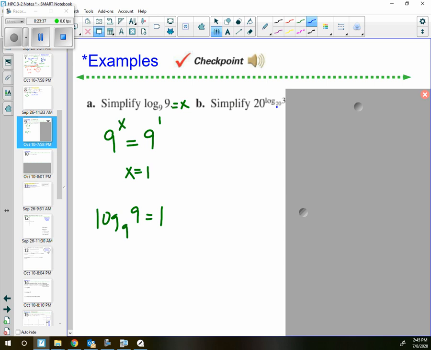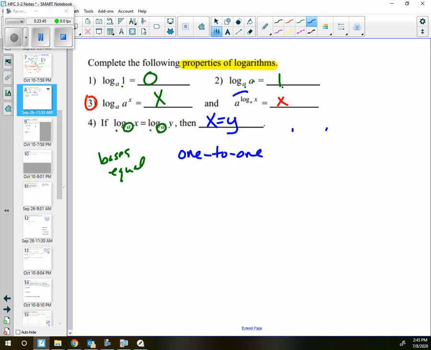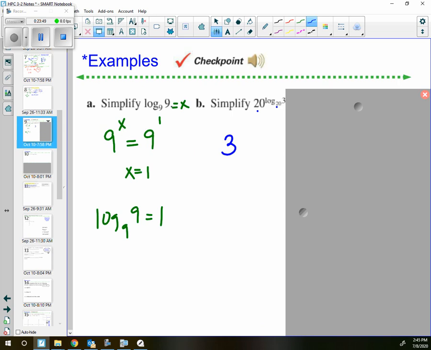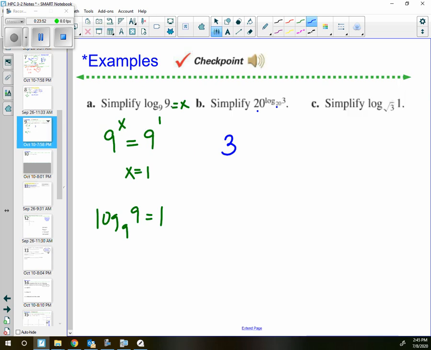So bases are the same. They undo each other. Final answer should be 3. We are looking at the second part of that number 3 property. We're looking at this one right here. So if the bases are the same, they undo each other. So if you notice that, it's way easier because that looks kind of crazy.